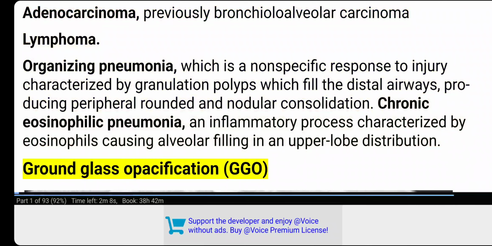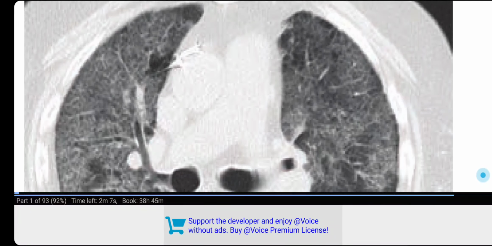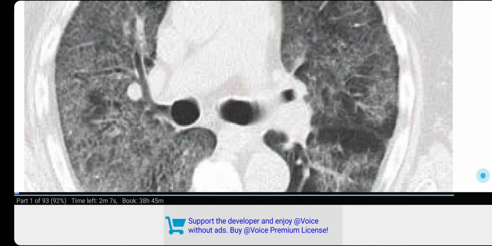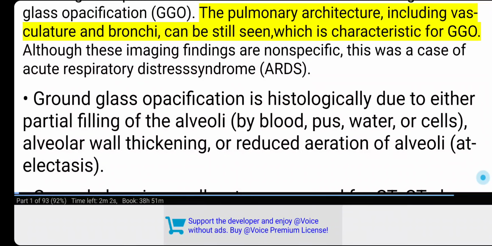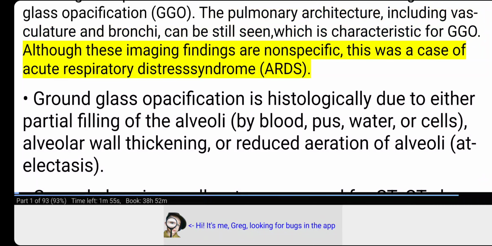Ground glass opacification, GGO. Non-contrast CT shows diffuse ground glass opacification, GGO. The pulmonary architecture, including vasculature and bronchi, can still be seen, which is characteristic for GGO. Although these imaging findings are nonspecific, this was a case of acute respiratory distress syndrome, ARDS.